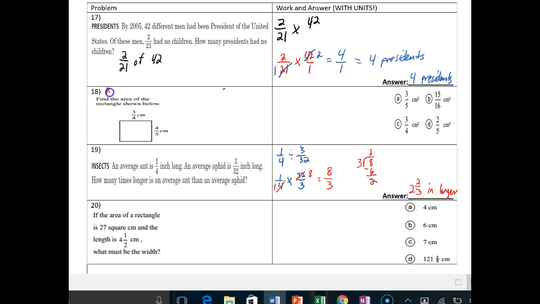So like I said, this is a multiplication problem. You're going to be doing multiplying to find the area, and this is the division problem, very similar to the word problem we did in our notes.